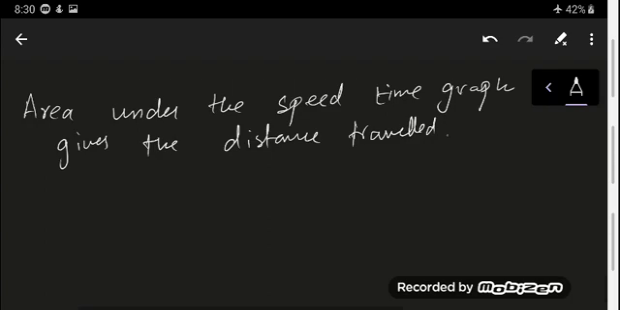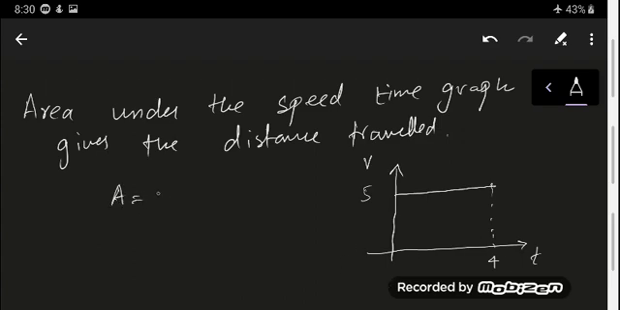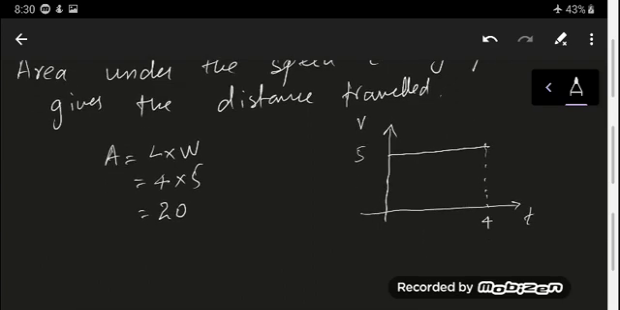And you can find the distance by that, because if I'm going to give you a very small example. Let's say this is the speed and this is the time. An object goes with a constant speed. Let's say the speed is 5 meter per second, and the time is, let's say, 4 seconds at this point, right? So if you calculate the area of this rectangle, the area is going to be length into width, and let's say the length is 4 and the width is 5, so that is going to be 20, right?